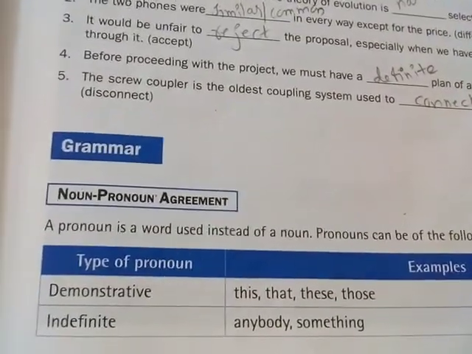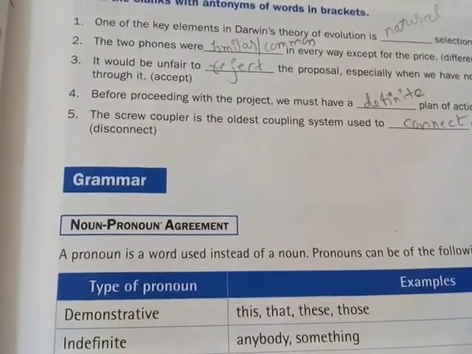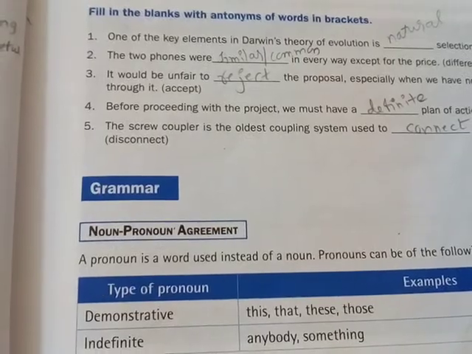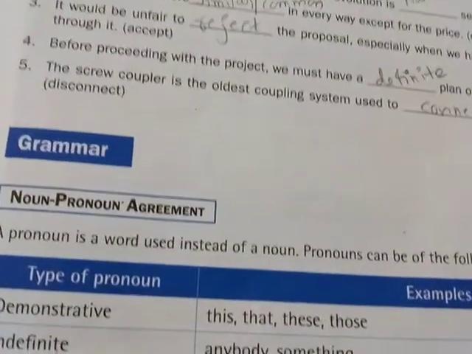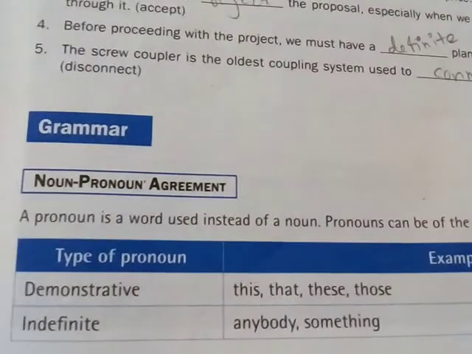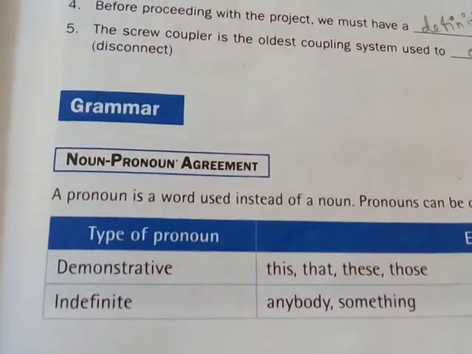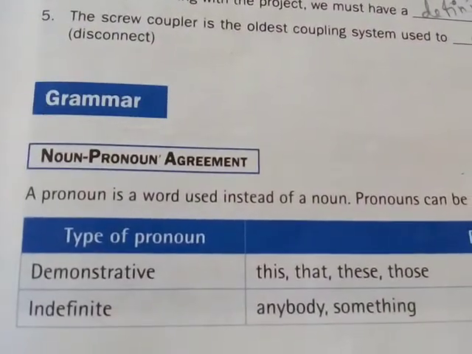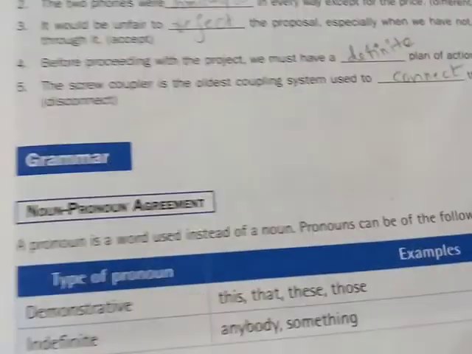The first kind of pronoun is called demonstrative pronouns. Examples of demonstrative pronouns are this, that, these, those. For example, those are beautiful, and these are beautiful. This is my pen, that is your ball. So this is how you can use them. They are called demonstrative pronouns. The second type is called indefinite pronouns. Indefinite in the sense that there is no definiteness. For example, anybody, something. These are commonly called indefinite pronouns.